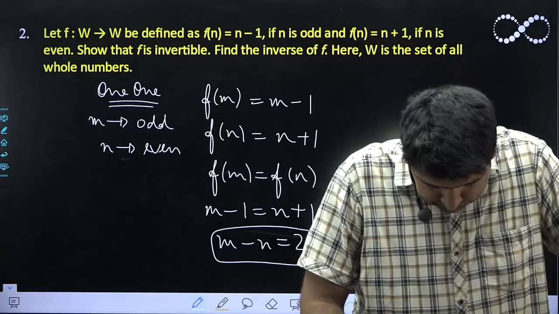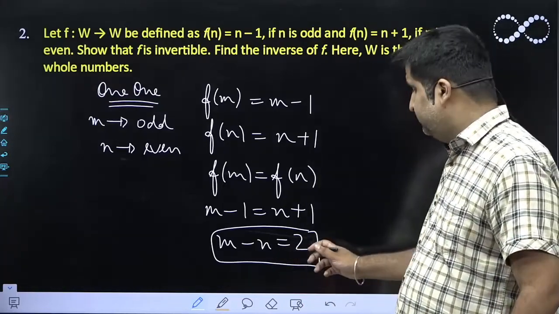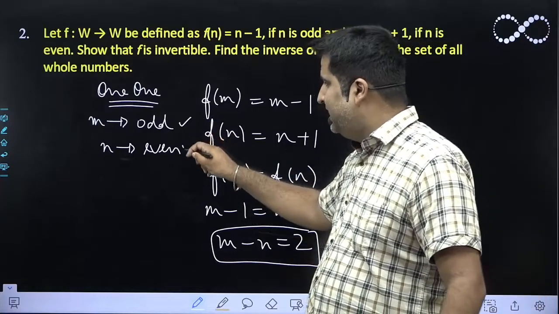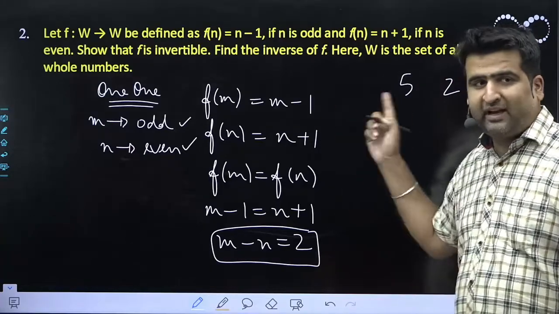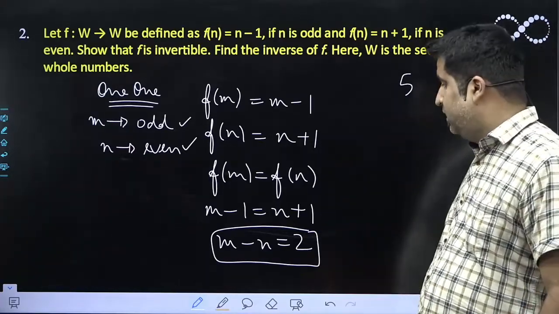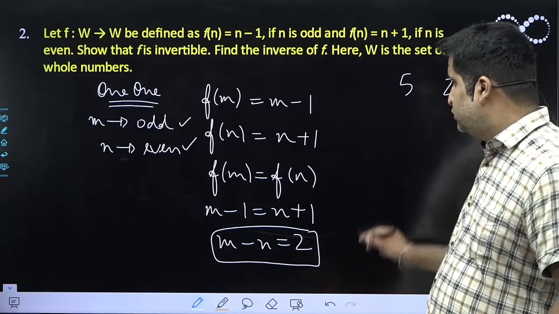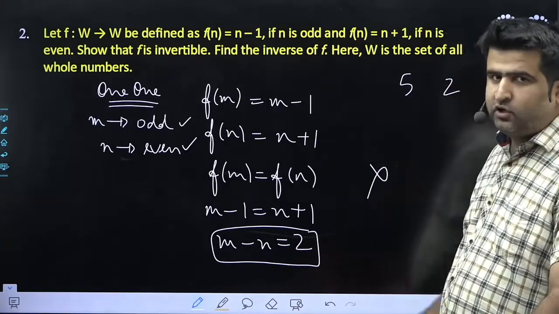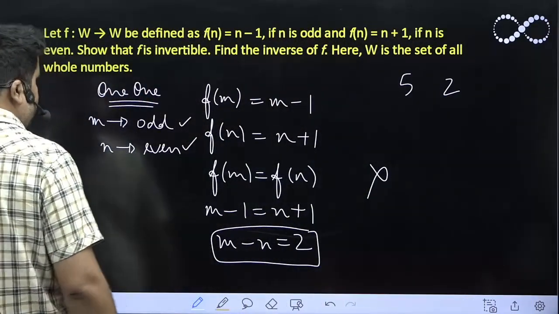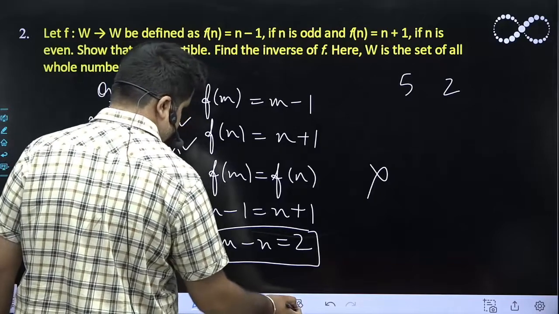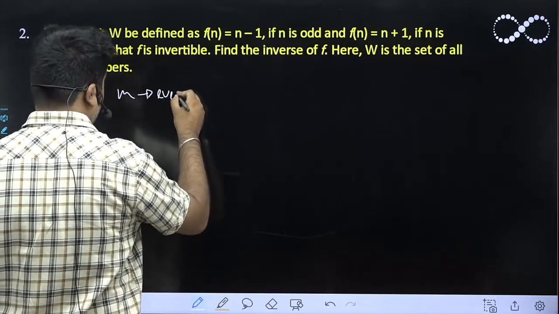Now, m minus n = 2 is not possible because m is odd and n is even. Let's suppose you have an odd number 5 and an even number 2. If you subtract these two, you will get an odd number. So the difference of an odd and an even number cannot be an even number. This possibility is not true, so m odd and n even is not possible. So let's take some other cases, like if m is even and n is even.